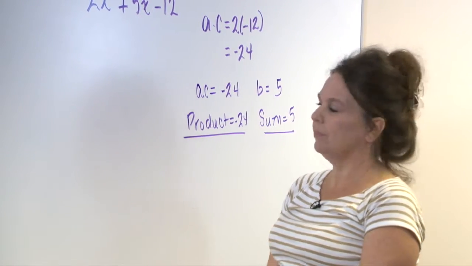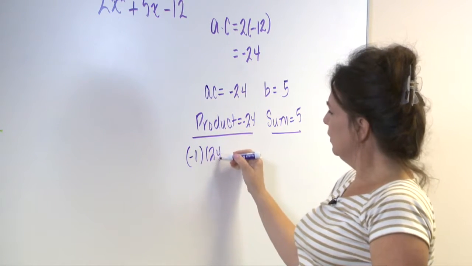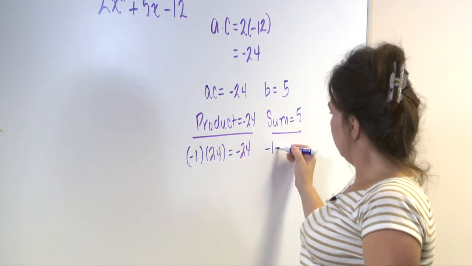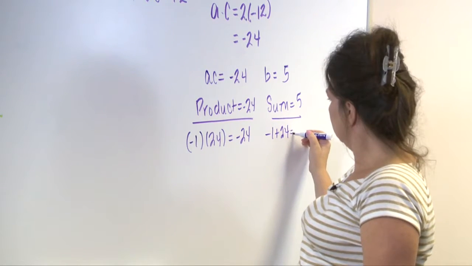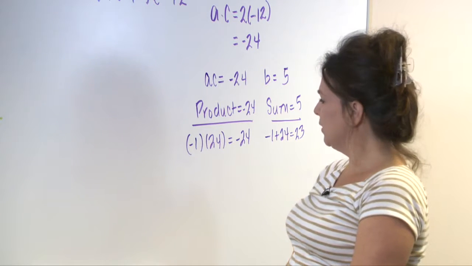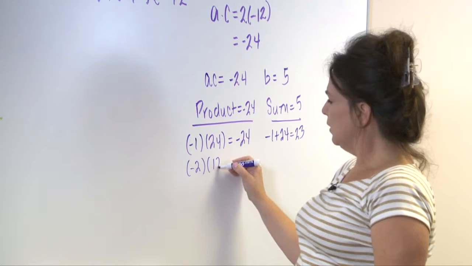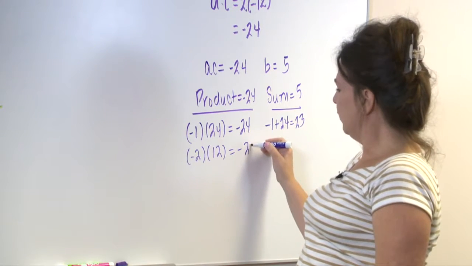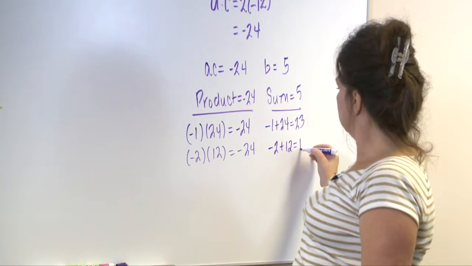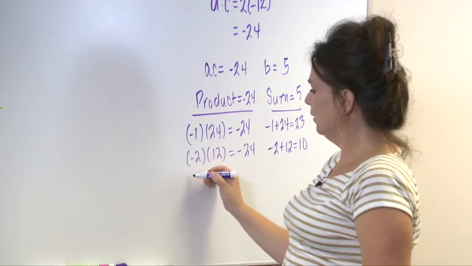So I'll start with 1. Negative 1 times 24 is equal to negative 24. Negative 1 plus 24 is equal to 23. So that pair of numbers does not work. I'll go to 2. Negative 2 times 12 is negative 24. Negative 2 plus 12 is equal to 10. So that pair of numbers does not work as well.